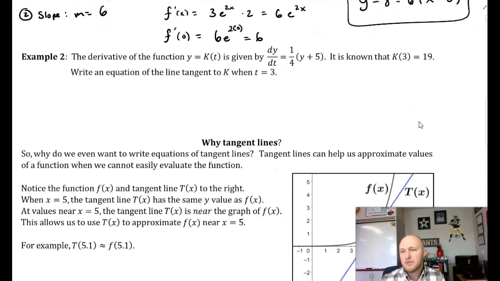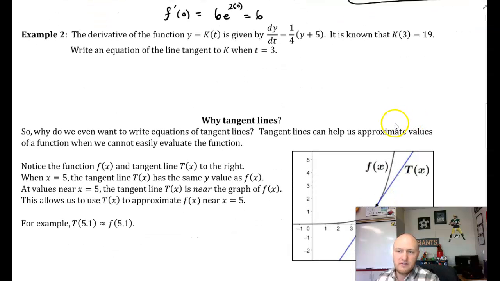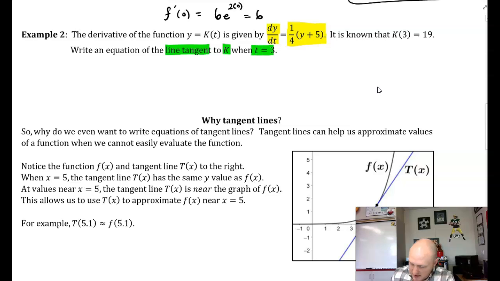Let's do the same thing, but in example number 2, the derivative of the function is already given. I have what we call a differential equation, and right there, this is the derivative. They say y is equal to k of t, so here's my function, k of t, and the derivative of y is equal to 1/4 y plus 5. It is known that k of 3 is equal to 19. Write the equation of the line tangent to k when t is equal to 3.